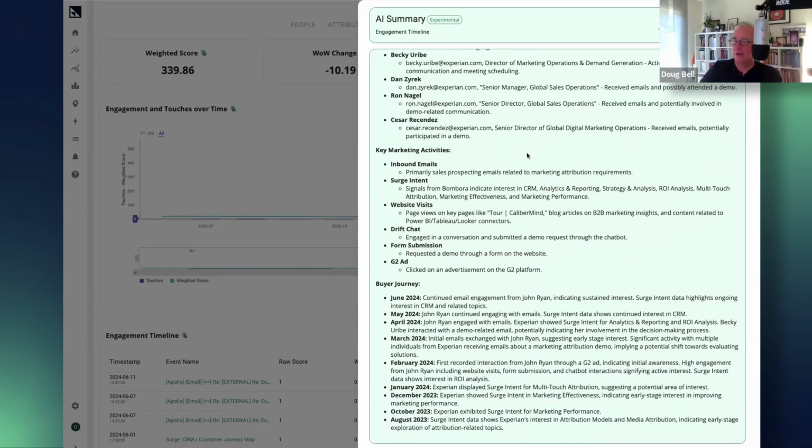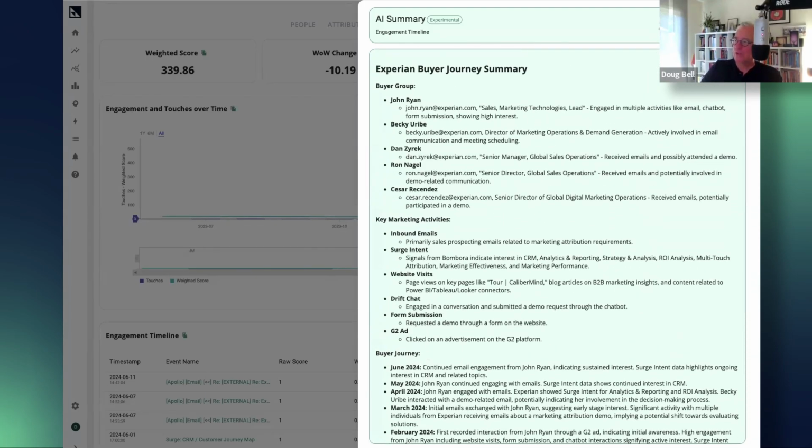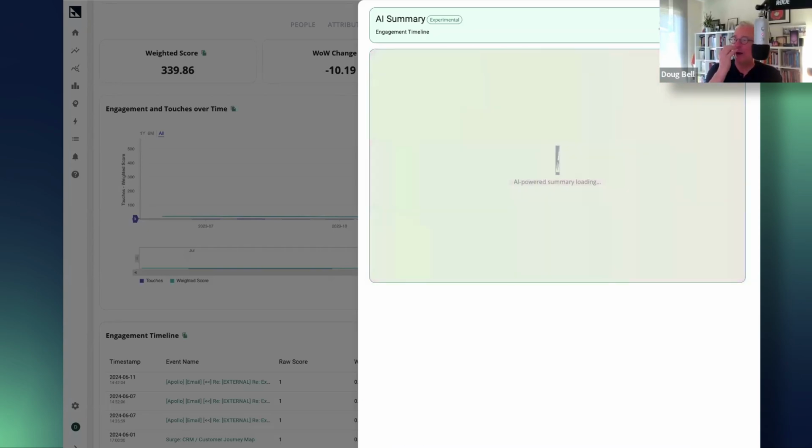The other thing that helps us tremendously is a quick summary of that buyer's journey. And what were all the marketing activities that occurred during that buyer's journey? One of the features I really like about this AI summary, and by the way, this is Google Gemini, sitting on top of our intent and engagement data, first party, third party, and again, intent data. The other thing I like is we can ask the AI summary to take another run at it.